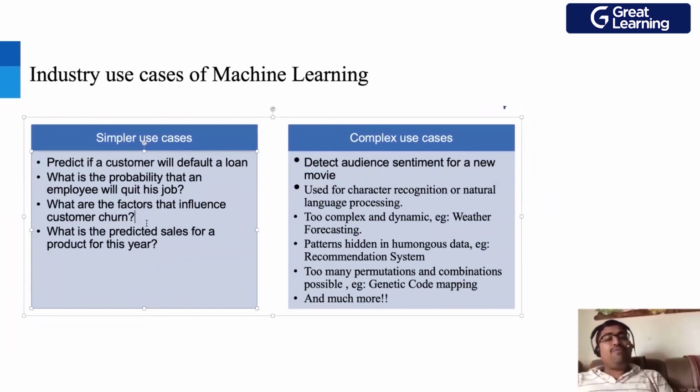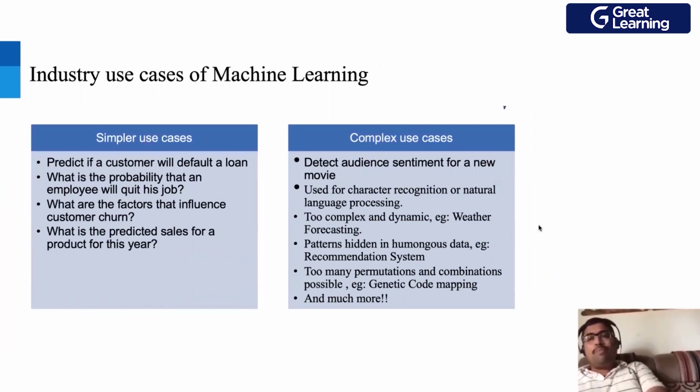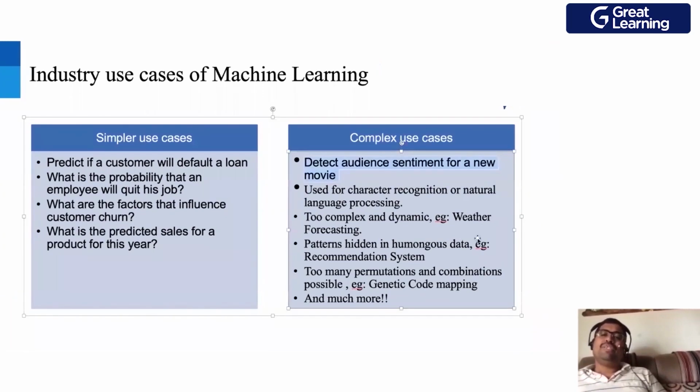These are simple, straightforward equations at the end of the day. Predicted sales for the product for this year. Simple ones. But now you go to the complex use cases. Detect the audience sentiment for a new movie. Is this simple or difficult? What do people think?